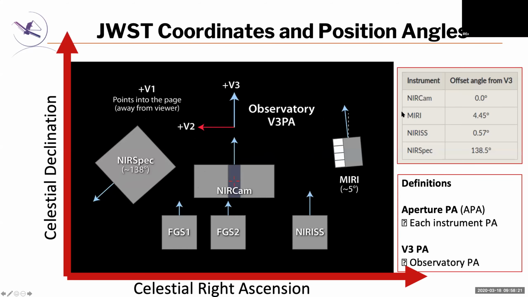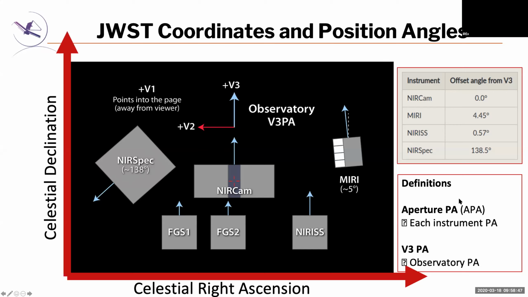So if you look at each individual instrument, there's like an aperture position angle that's defined. That's the blue arrow for each instrument. And you see that NIRCam, NIRISS, and MIRI are more or less pointed the same way as the observatory V3PA. And same for FGS. And NIRSpec is the only one that's really different. It's 138 degrees away from the observatory position angle.